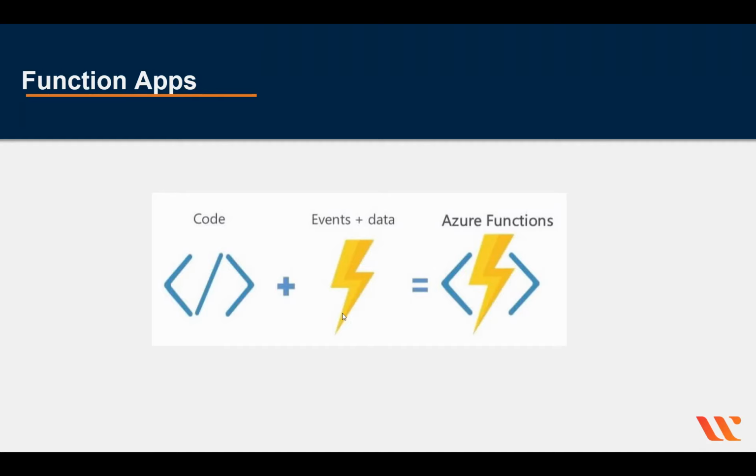Function apps is part of the serverless code, serverless application. And again, just like web apps, function apps also supports different kinds of programming platforms like C Sharp, Java, JavaScript, Python, and PowerShell. And this keeps on increasing. When I first saw function apps, it was supporting just PowerShell and JavaScripts, but they have increased their portfolio to C Sharp, JavaScript, and Python now.